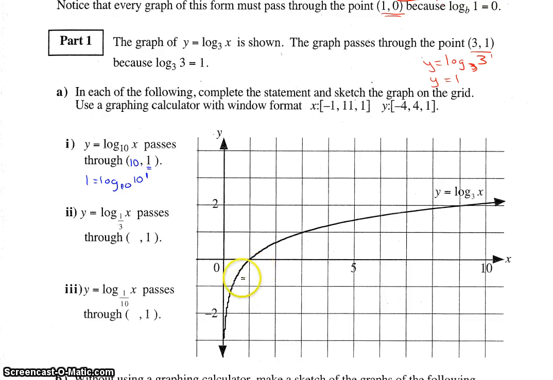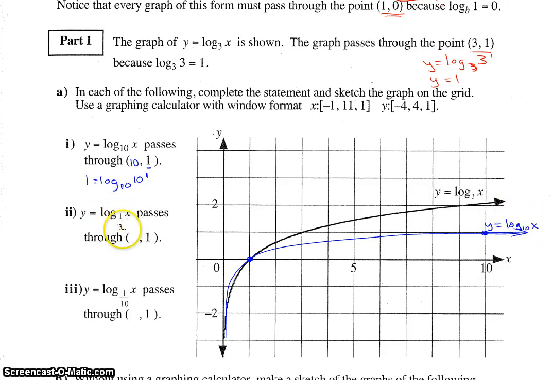So to graph that, we would want to make sure we're going to go through this point for sure, because we know that's the same for all of these. And then when x is 10, y is 1. So we are right there. The graph should look something like this. And that would be y equals log base 10 of x.